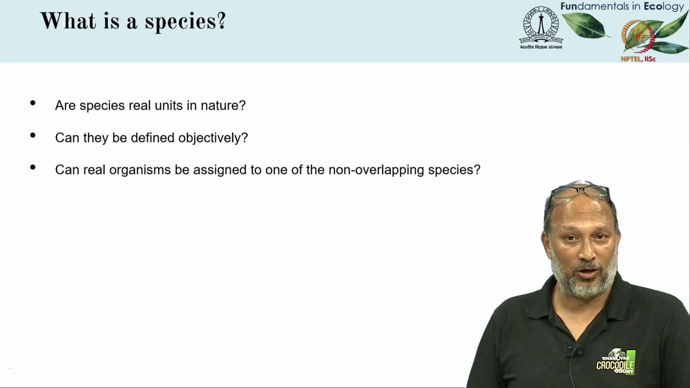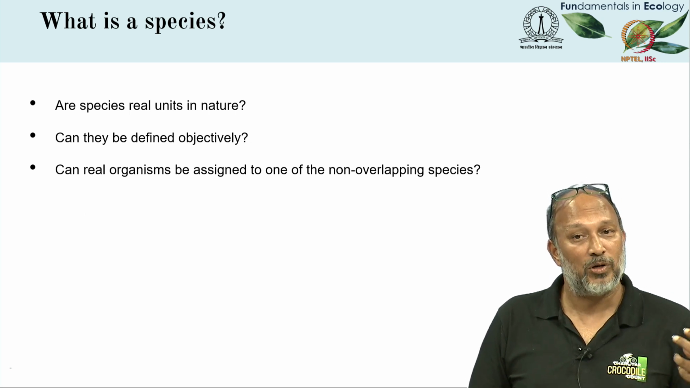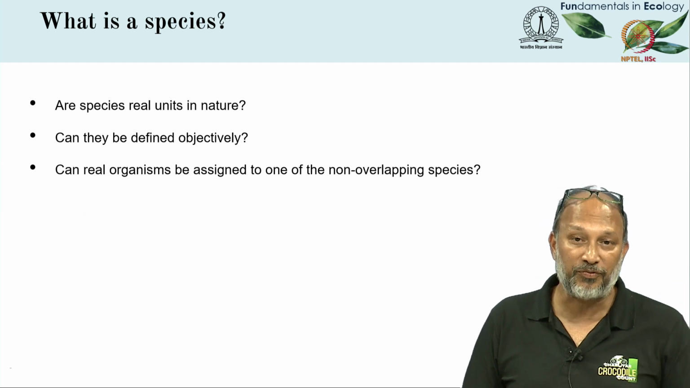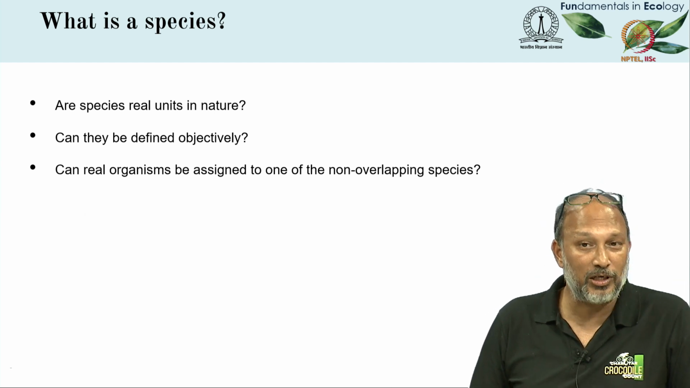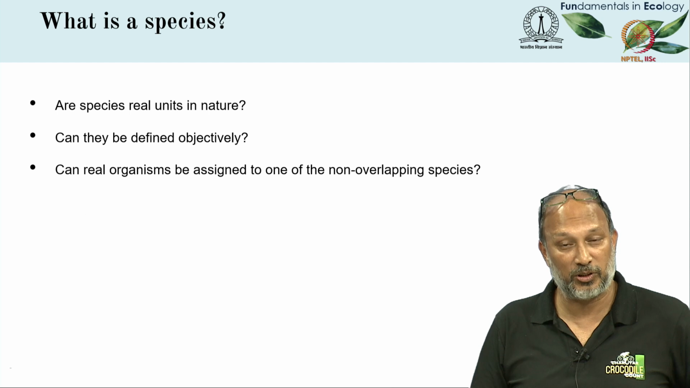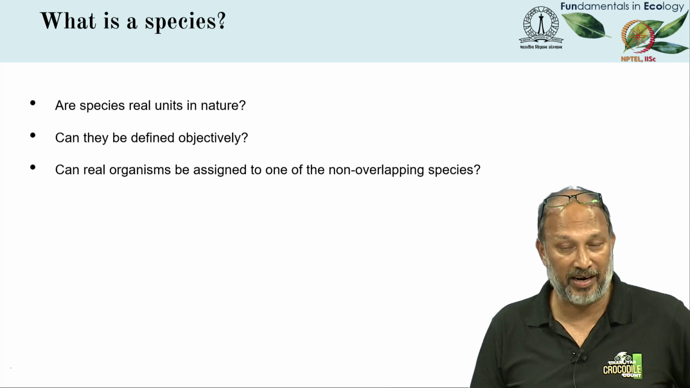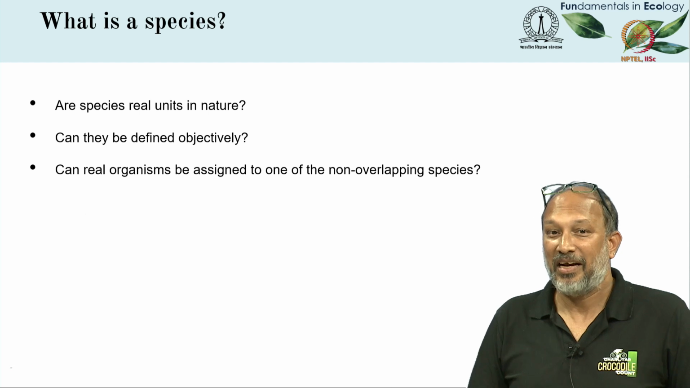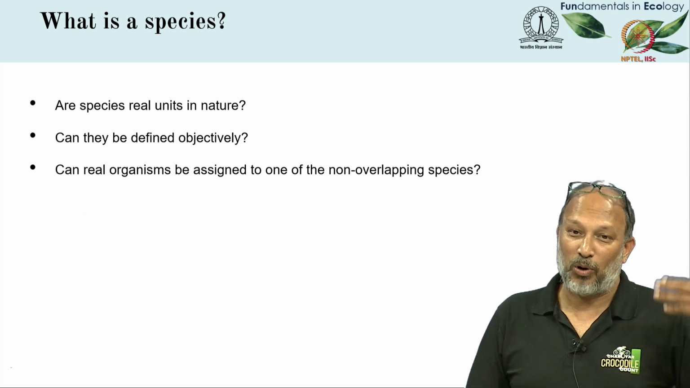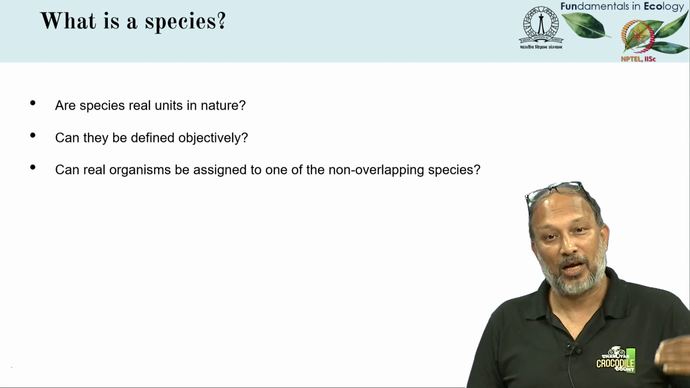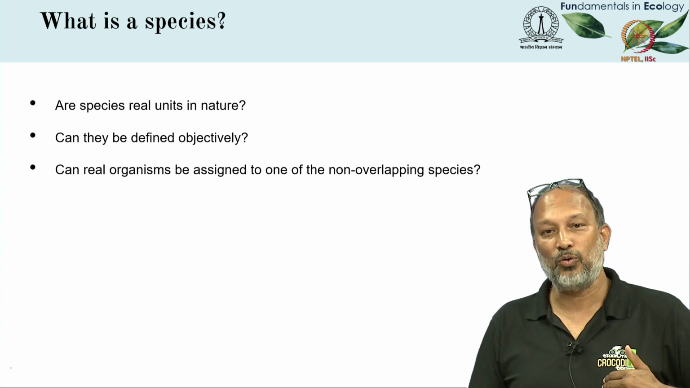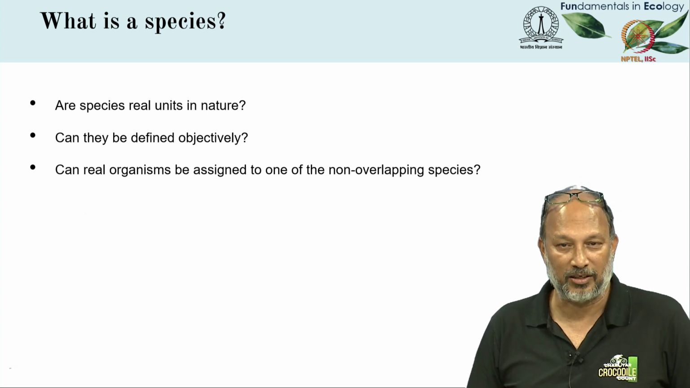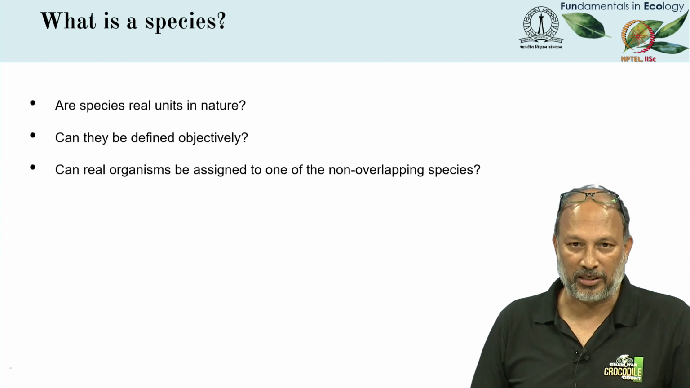And if there is a biological process, are we able to use our understanding of those biological processes to define what they are? Maybe they're real units, and the challenge can still remain in our ability to define it. Now we can agree that they're real units and agree how they can be defined, and it can still pose a challenge for us to assign real organisms to one of these species in nature. So each of these is actually a separate challenge for us.